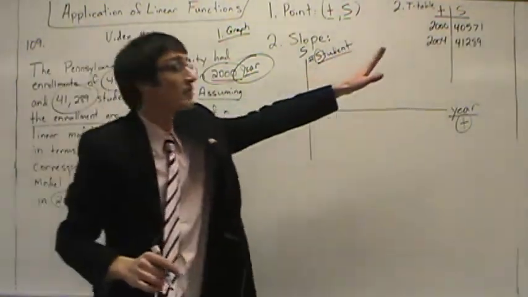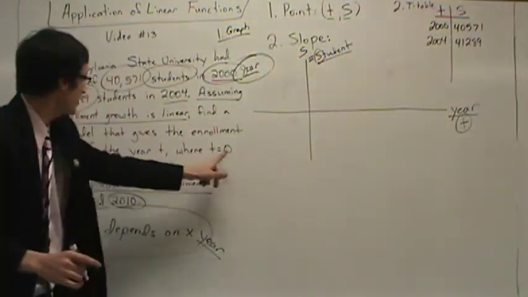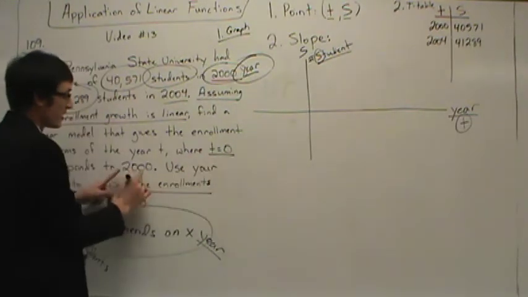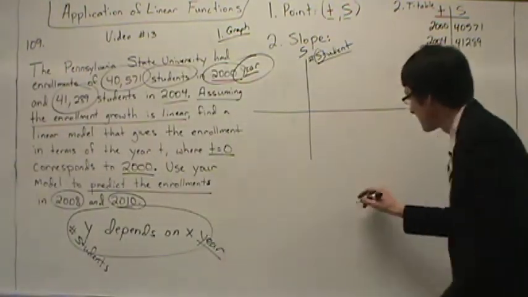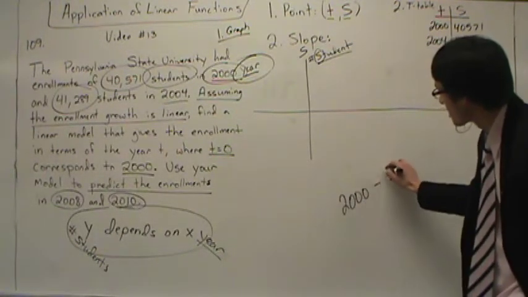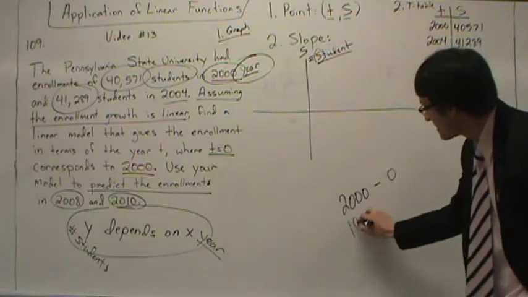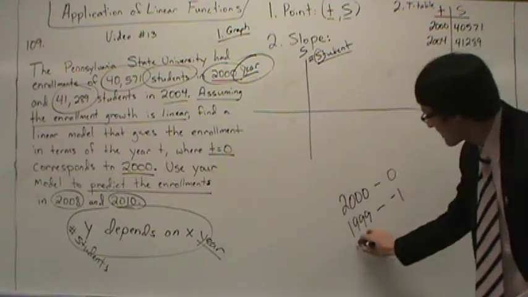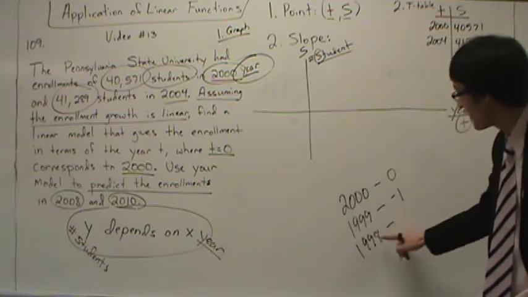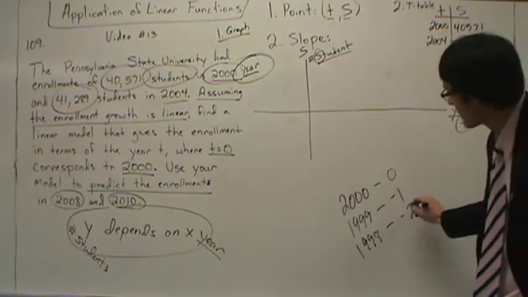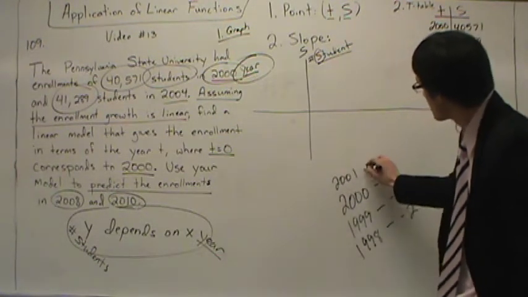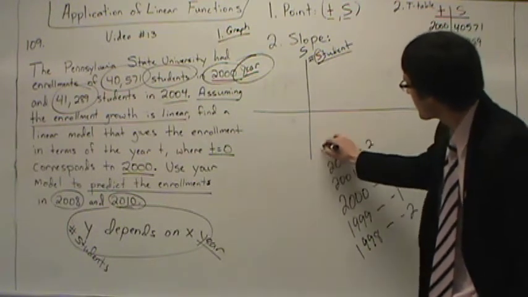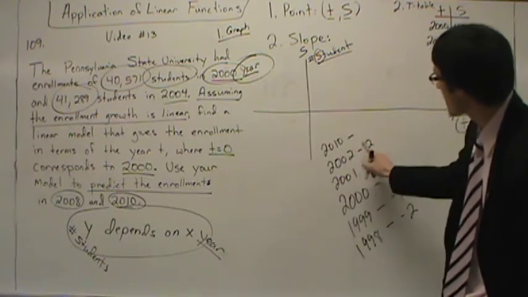But let's read a little further. Notice we don't like to use large values. Again, notice it says here, where t equals 0 corresponds to the year 2000. So it's telling you to use 0 for t when the year is 2000, reminding you of a mapping. If we call 2000 0, what would that make 1999? Hopefully you say that would make 1999 -1. What would that make 1998? -2. And what would 2001 be? 2001 would be 1. 2002 would be 2. And what about 2010? Hopefully you say that 2010 would be 10.